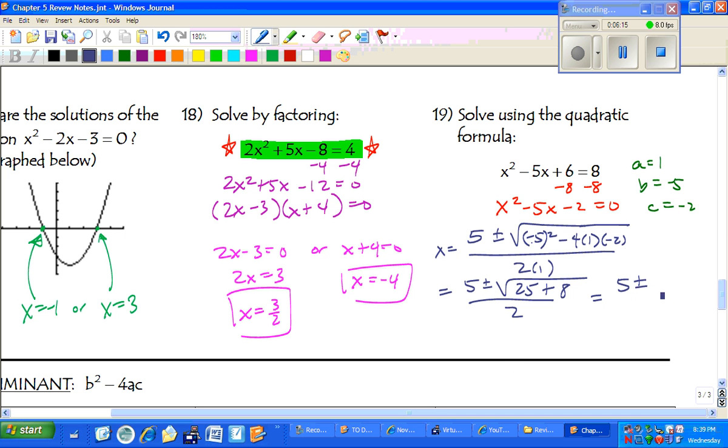So we end up with 5 plus or minus square root of 33, all over 2. If you can, you want to try and simplify the square root, but here there are no perfect squares that go in there, so this is as far as we can go. Unless we wanted to get it to be a decimal, then we could do 5 plus square root of 33, all divided by 2 in our calculator, and 5 minus square root of 33, all over 2 in our calculator. But for now, we can just leave it like this.